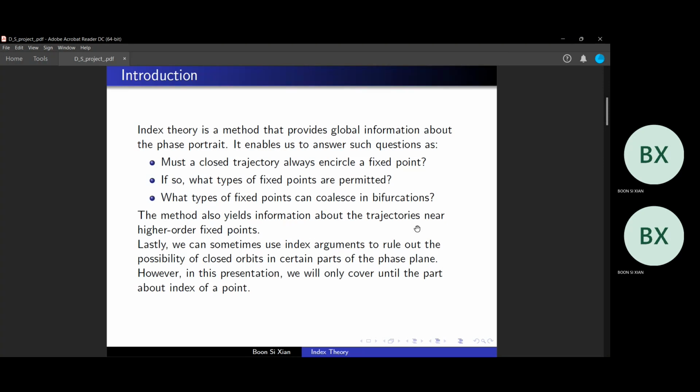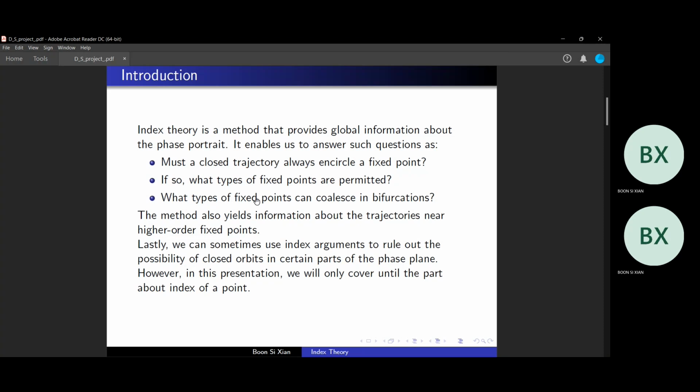Index theory is a method that provides global information about the phase portrait, and it enables us to answer questions such as: does a closed trajectory always encircle a fixed point? And if so, what types of fixed points are allowed, and what types of fixed points can coalesce in bifurcations?